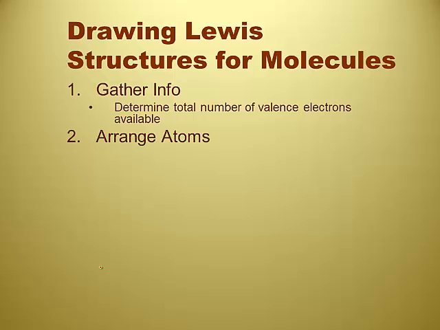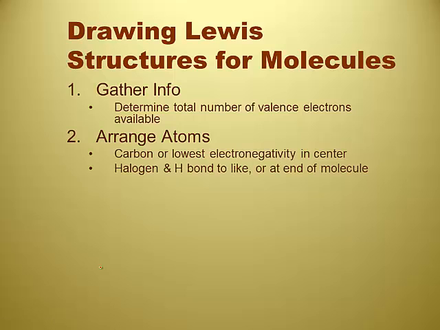Then you have to arrange your atoms. A typical trick here: carbon, if you've got it, tends to be in the center. If it's not there, you could look for one with a small electronegativity, which tends to be in the center. So you pick your central atom: if carbon's not there, it's going to be the lowest electronegativity, or it's going to be listed first, or it's going to have the smallest subscript. Usually it's listed first.